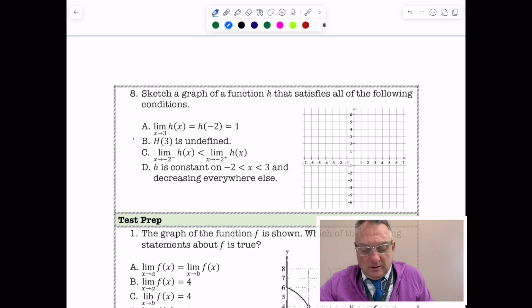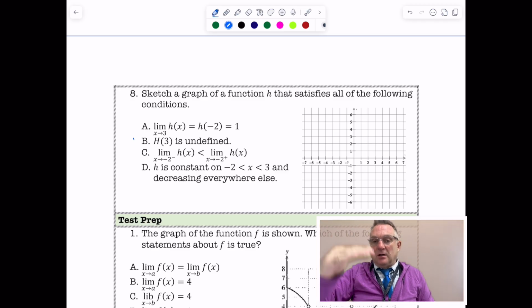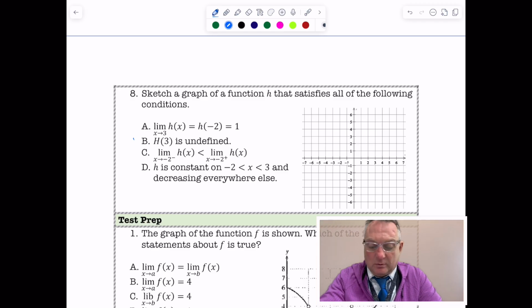h is constant from -2 to 3. I don't know where, but it's going to be a horizontal line. So from -2 to 3, but it can't be defined there. So open circle, okay? I might need to raise that or lower that based on some of the other parameters. So h is a constant. So I did D.